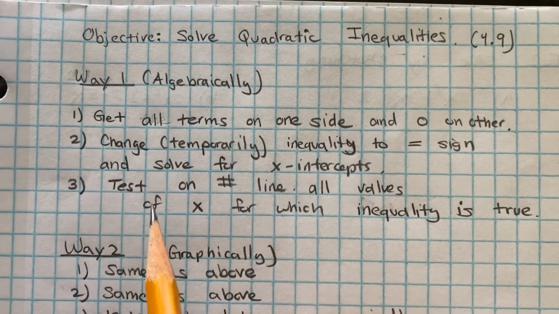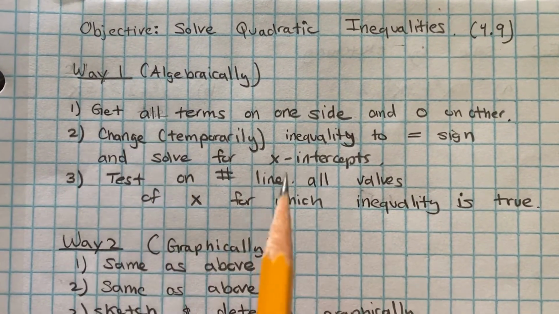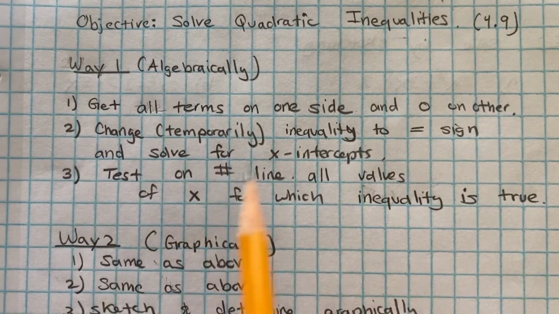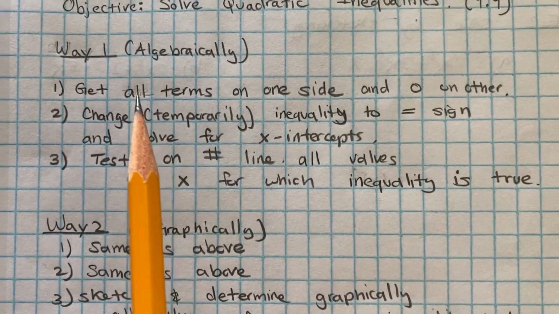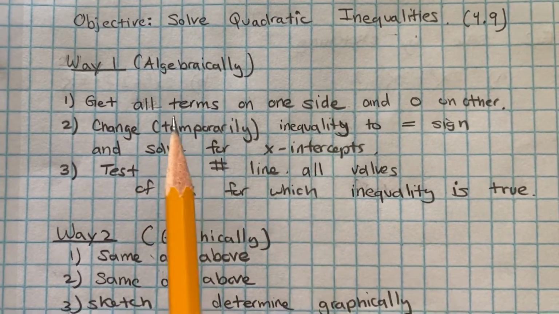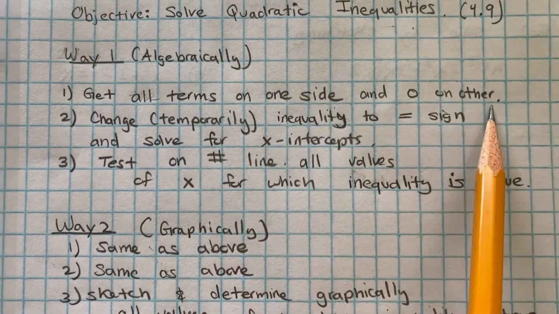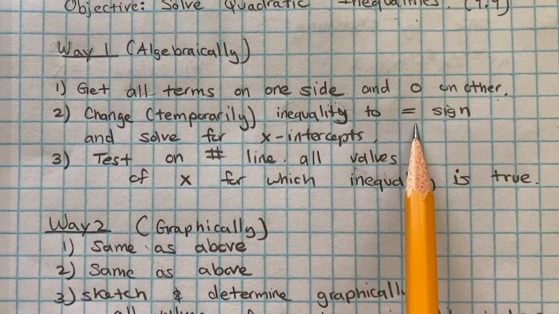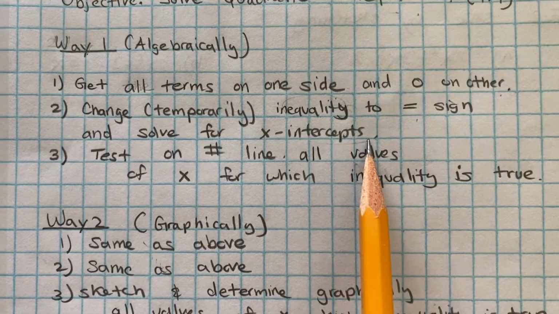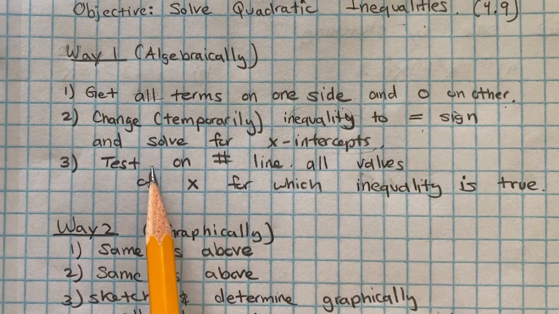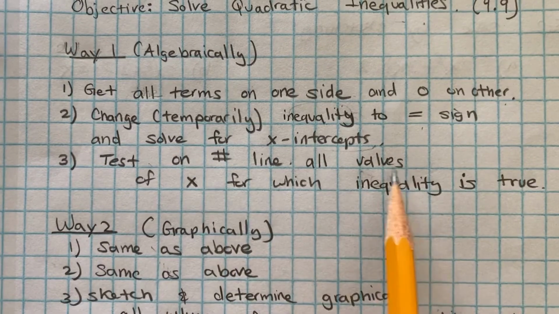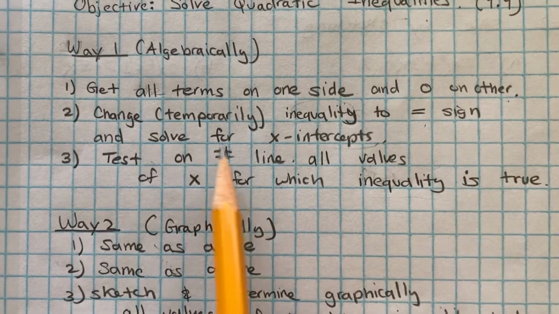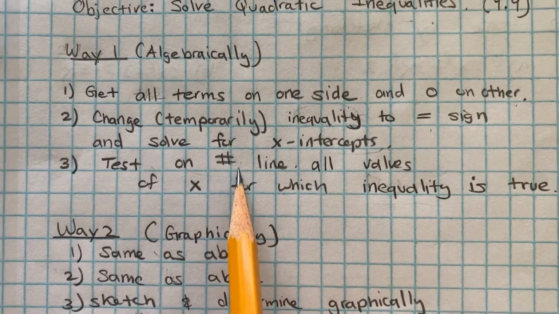Okay, so there's two ways. I will say off the bat that way 2 is a little bit easier because you just have to sketch. And this one's a little bit more tedious, but you always get the right answer. Okay, so the procedure here to solve a quadratic inequality algebraically is to get all the terms on one side and 0 on the other. Change temporarily the inequality to an equal sign, and then you solve for the x-intercepts. And test all the numbers on the number line, all values of x for which the inequality is true. And what I mean by test on the number line is test the x-intercepts on the number line, okay?